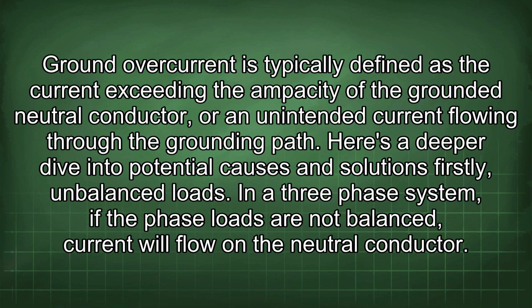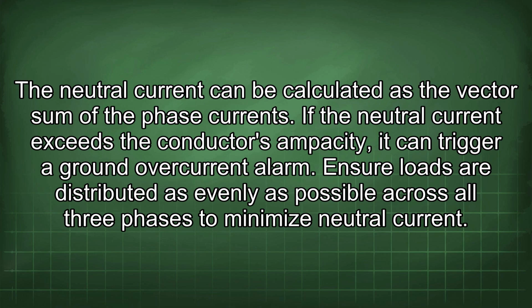Here's a deeper dive into potential causes and solutions. Firstly, unbalanced loads. In a three-phase system, if the phase loads are not balanced, current will flow on the neutral conductor. The neutral current can be calculated as the vector sum of the phase currents. If the neutral current exceeds the conductor's ampacity, it can trigger a ground overcurrent alarm. Ensure loads are distributed as evenly as possible across all three phases to minimize neutral current.